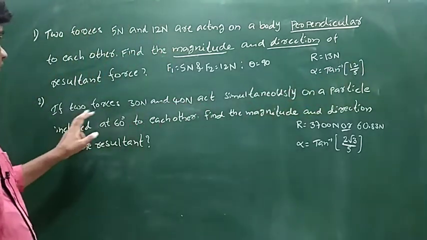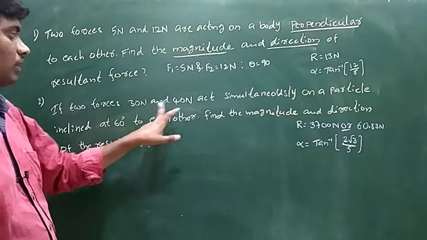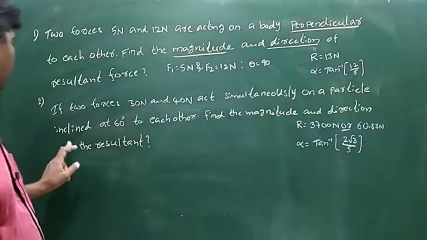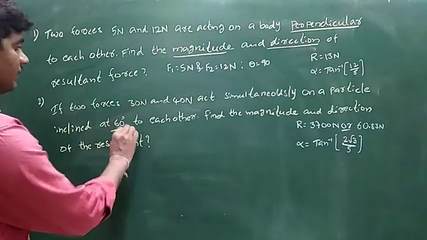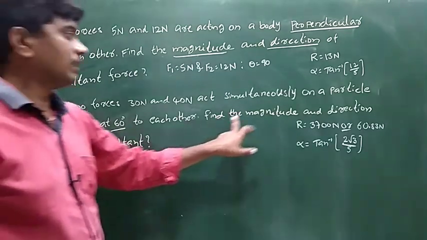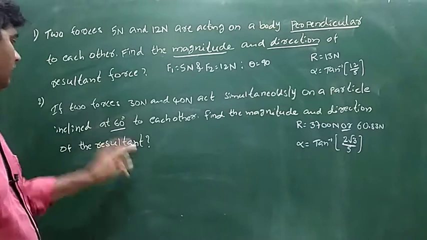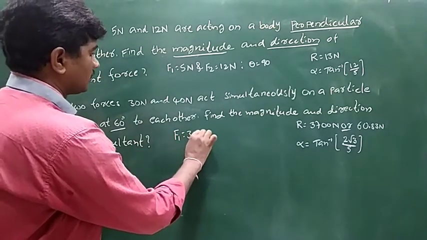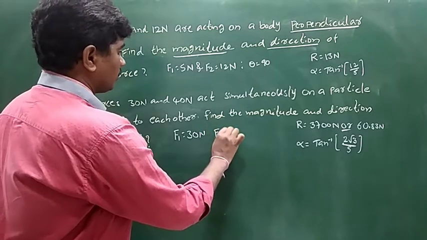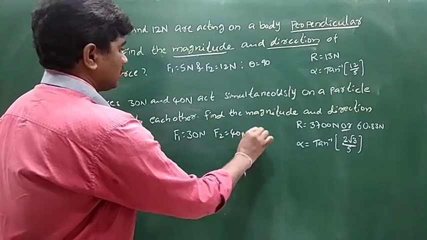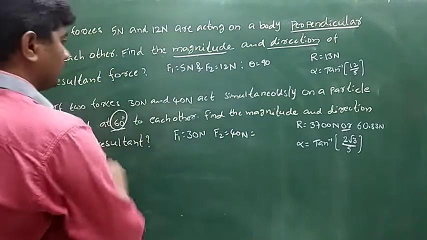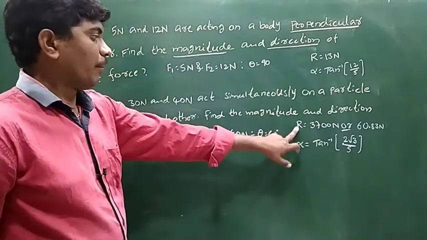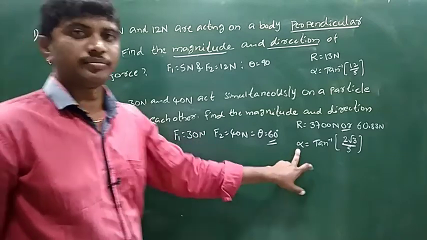Second problem. If two forces 30 newtons and 40 newtons act simultaneously on a particle inclined at 60 degrees to each other, find the magnitude and direction of the resultant vector. So F1 is equal to 30 newtons, F2 is equal to 40 newtons, theta is equal to 60 degrees, to find the magnitude and direction. Thank you.